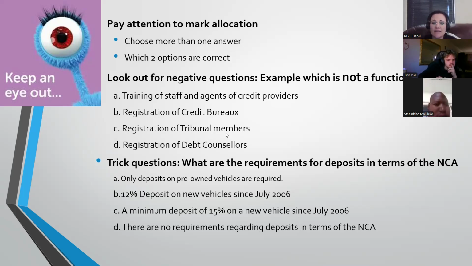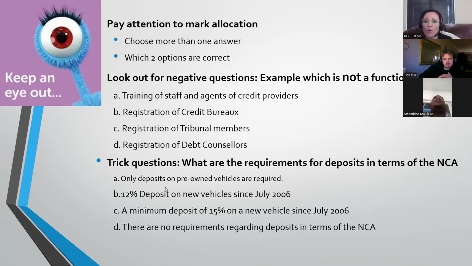Look out for negative questions. Your brain is programmed to always look for the correct option. So now when they say which is not a function, you first have to identify the function to eliminate them, because then you'll know which is not a function.